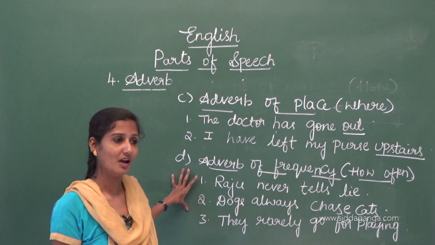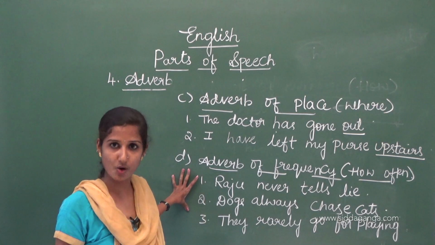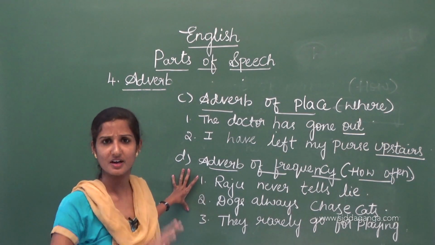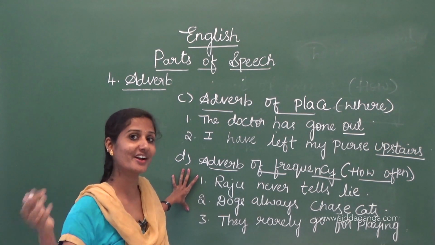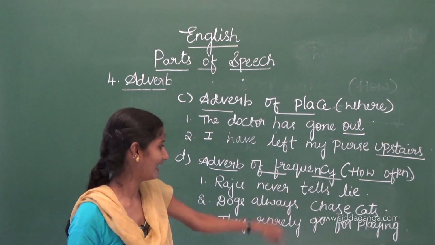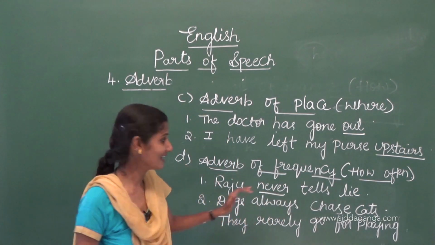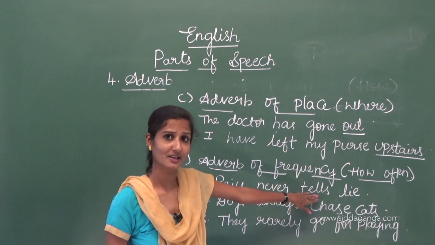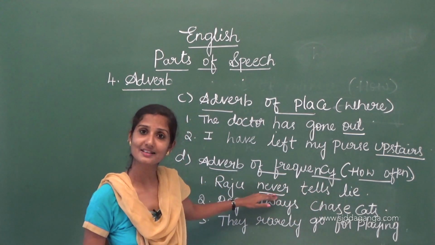So for example, I always come to you to clear my doubts. Always is an example. I never ever do that work. Never ever are examples for adverb. So here also, Raju never tells lies. Never is an example for adverb, because never is telling us about what? The verb. Tells is the verb, right? The word which tells us about the verb is called an adverb.